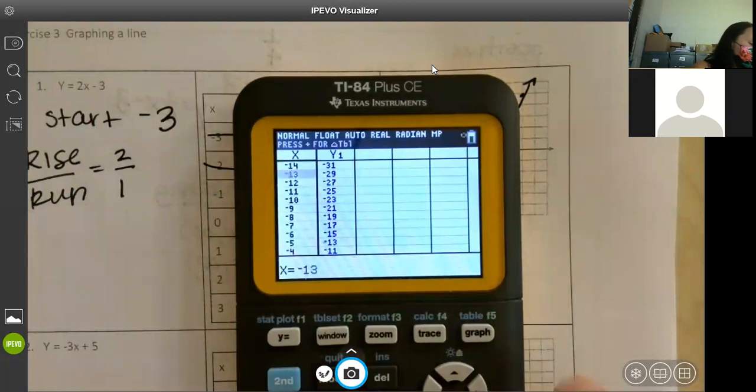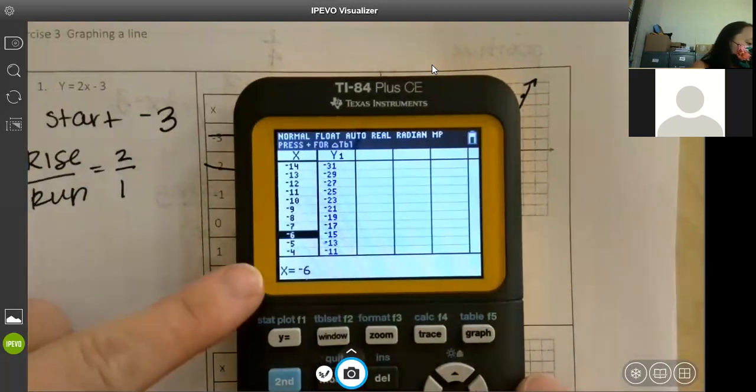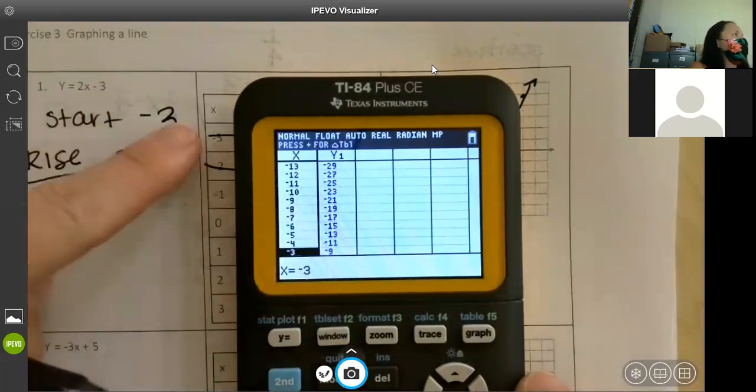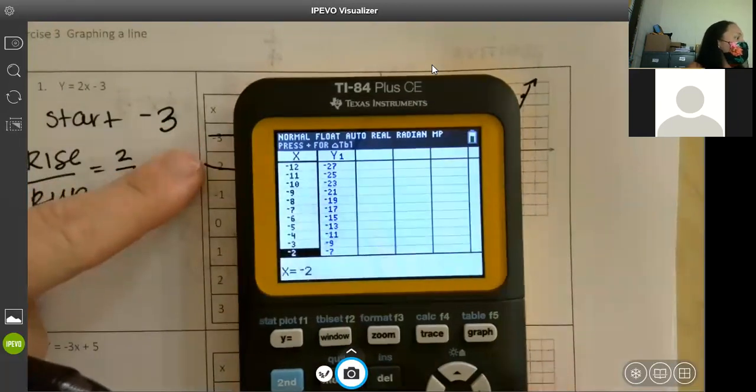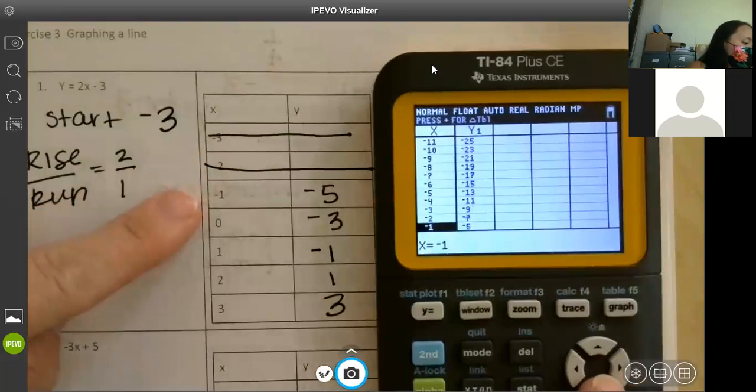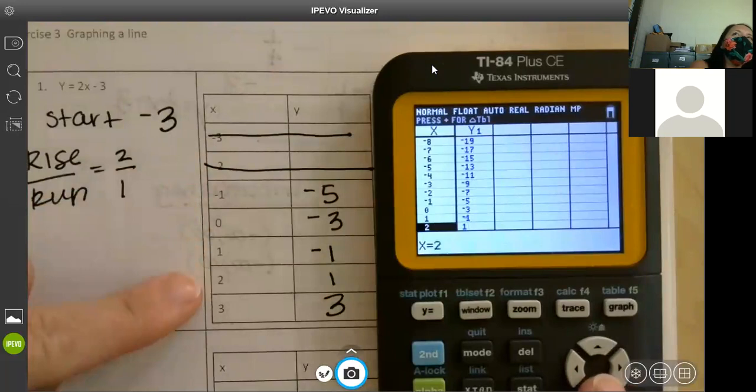Second graph, and you can get all those. So at -3, we should have had -9. At -2, we would have had -7. You see that those are the same coordinates. So -1, -5, 0, -3, 1, -1, 2, 1, and 3, 3.